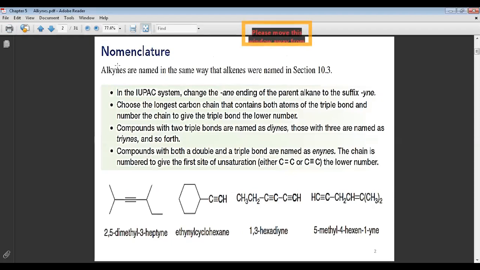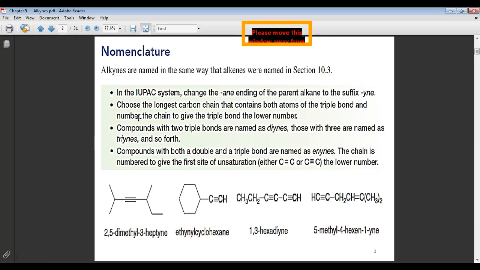Of course, students, if you have an alkyne compound and you want to name it, the nomenclature of the alkyne compound uses the same system, the IUPAC system. And in the IUPAC system, change the ane ending of alkane to what? To yne, Y-N-E, alkyne. Same system, no difference. Choose the longest carbon chain that contains both carbon atoms of the triple bond, so the triple bond will be inside the chain.